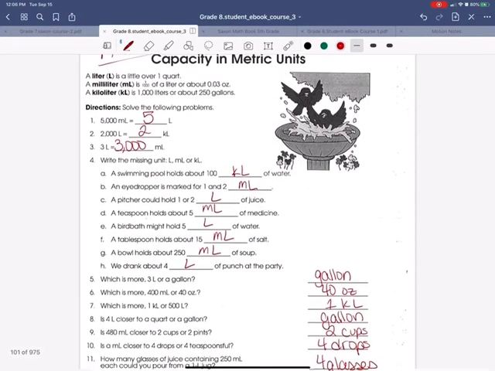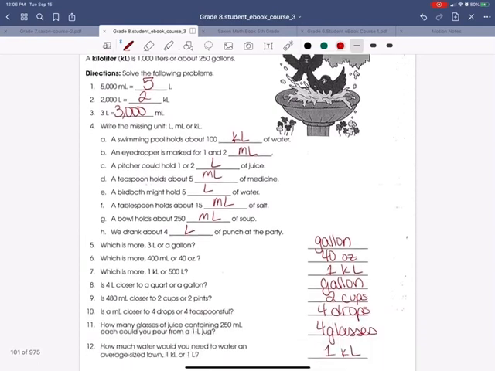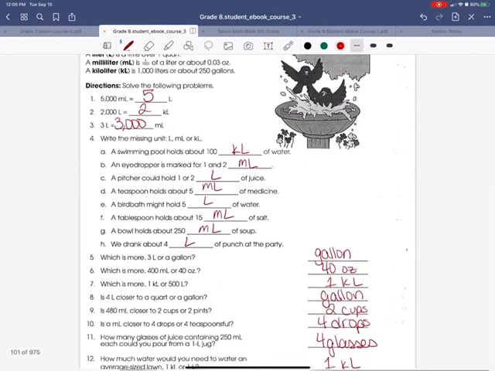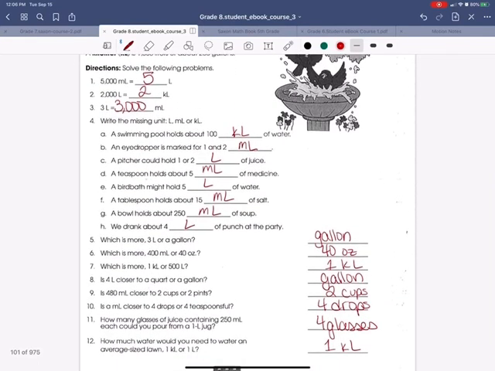Here are your answers for capacity in metric units. Please check yourself. If you have any questions or concerns, let me know. This ends our homework that was given out at the end of last week, Thursday for some students, Friday for some others. Please make sure that you're taking your time checking your answers.